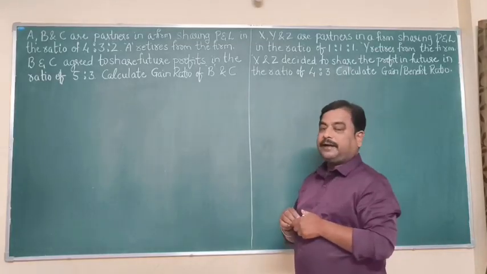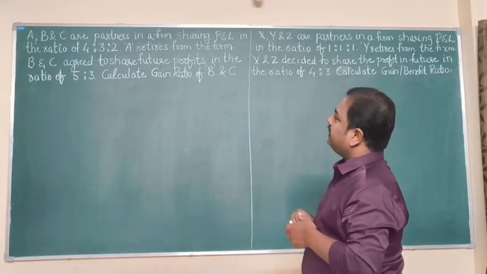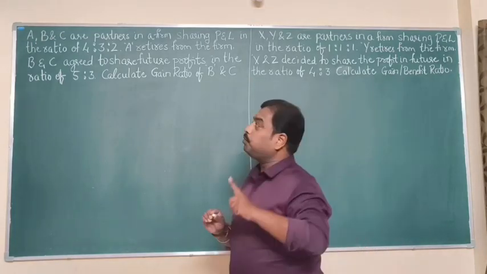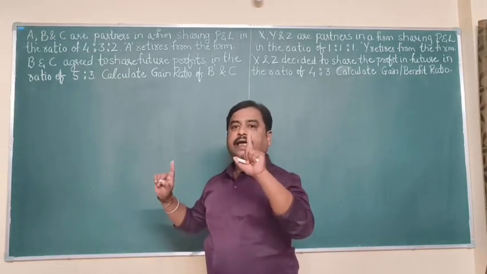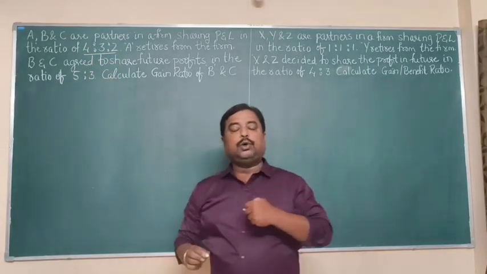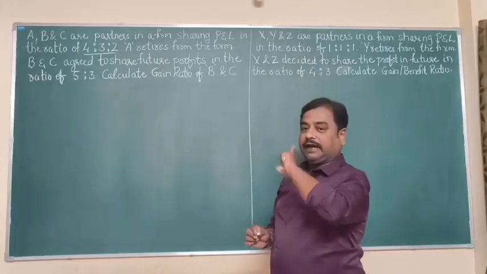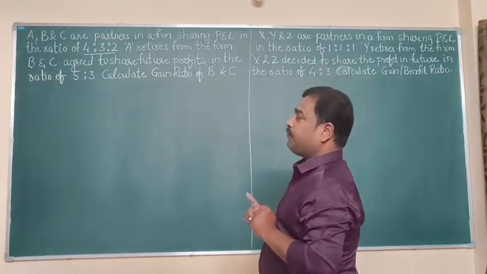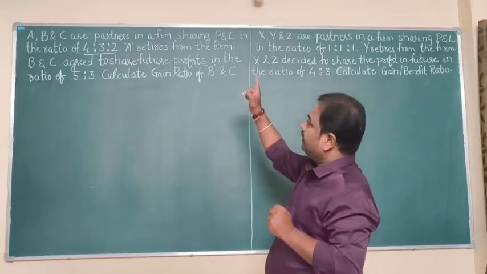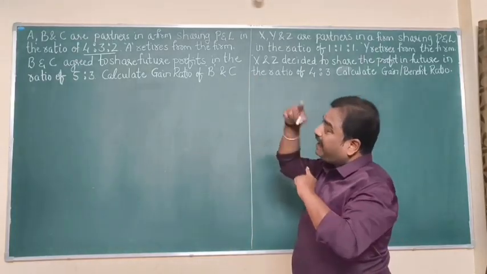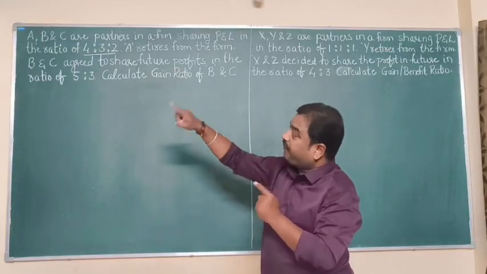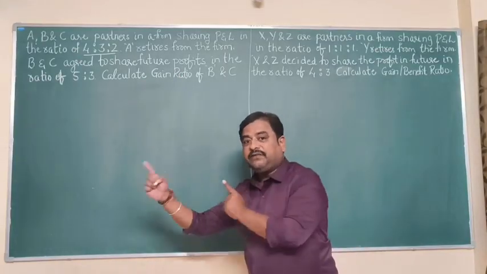Our first problem: A, B and C are partners in a firm sharing profits and losses in the ratio of 4:3:2. So who are the partners here? A, B and C, and what is their ratio? 4:3:2. Remember, we call it the old ratio. A retires from the firm. So A is called the retiring partner. B and C will be called the continuing partners.